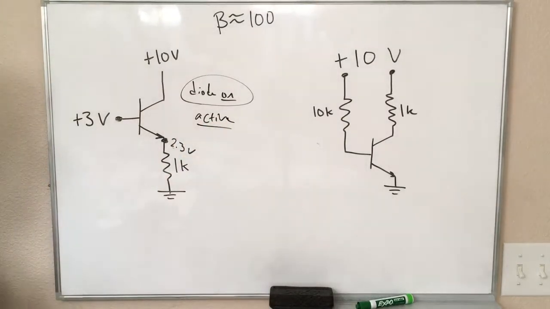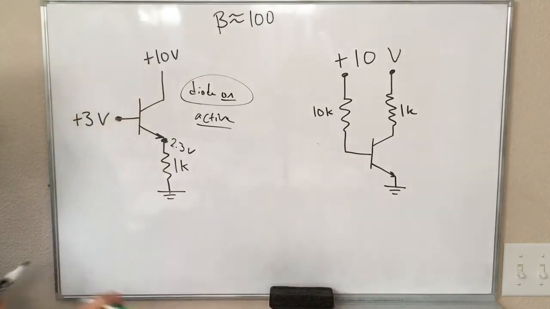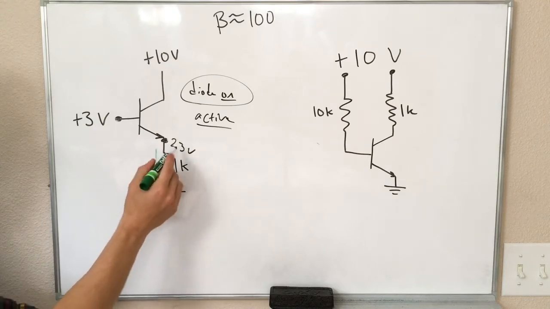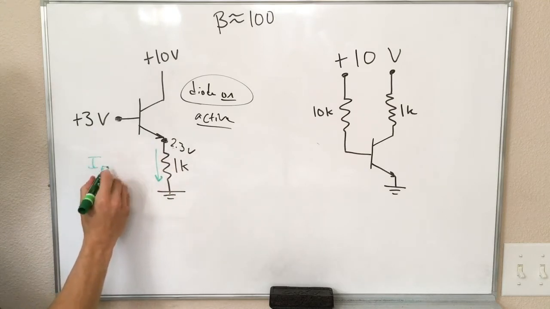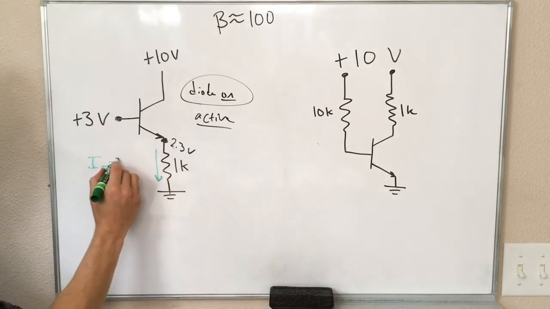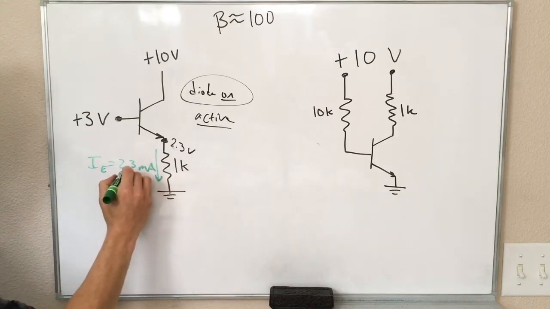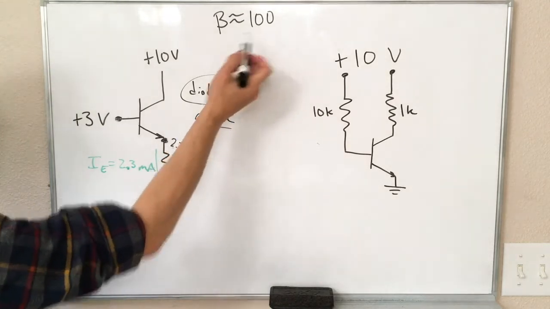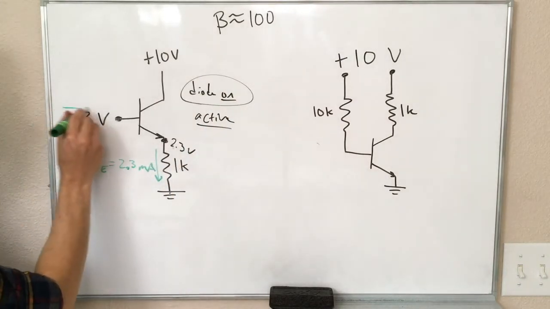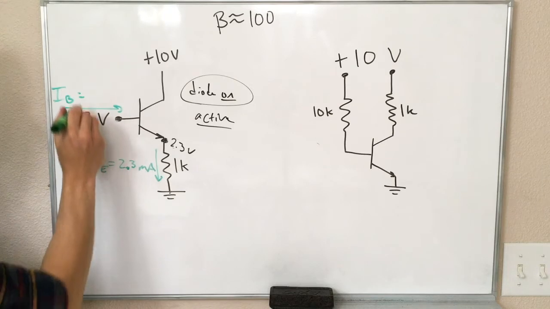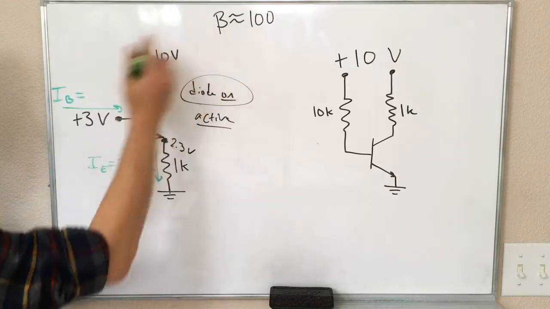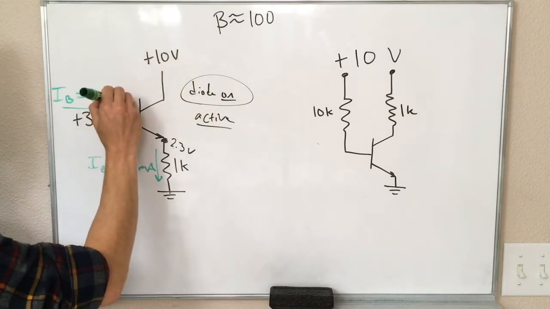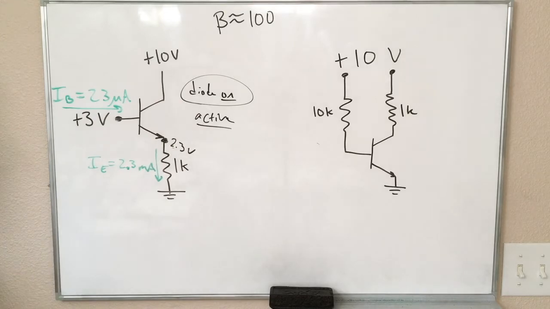Okay, so now we're almost done with this. We have 2.3 volts across this 1K resistor, which means we have a current in our emitter of 2.3 volts divided by 1,000, so that's 2.3 milliamps of current. And because we're in active mode and a beta of 100, we know that our base current is a factor of 100 below that. So 2.3 milliamps divided by 100 gives us a current of 23 microamps in the base.